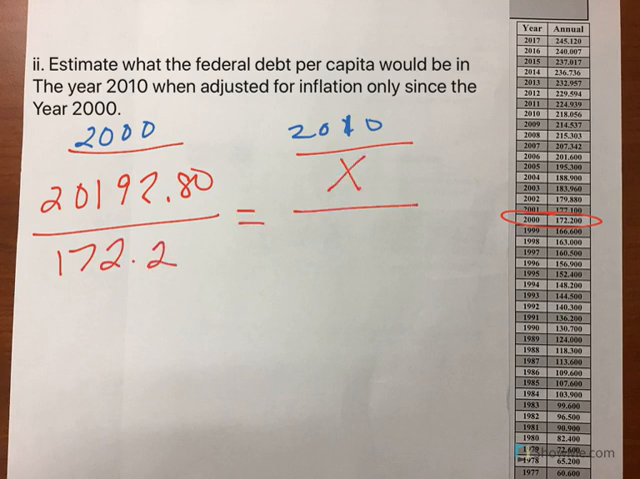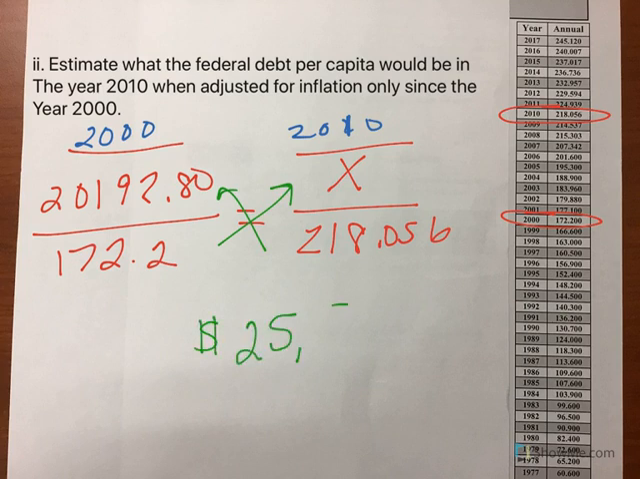What would that be in 2010? Well, here's my CPI, 218.056. We cross multiply, we divide, and we would get $25,570.04. Now, again, remember, this is per person. So if the federal debt per capita increased with inflation, by 2010, everybody would owe a little over $25,000.